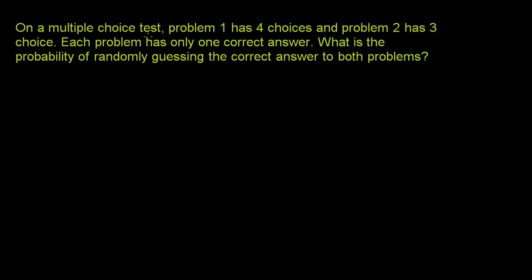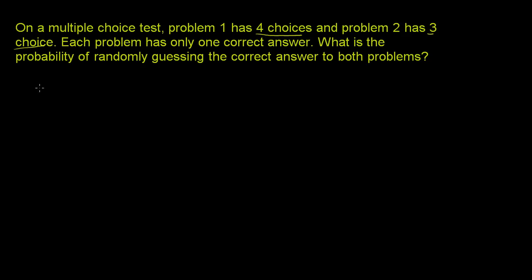On a multiple choice test, problem 1 has 4 choices, and problem 2 has 3 choices. Each problem has only one correct answer. What is the probability of randomly guessing the correct answer on both problems? Now, the probability of guessing the correct answer on each problem, these are independent events.